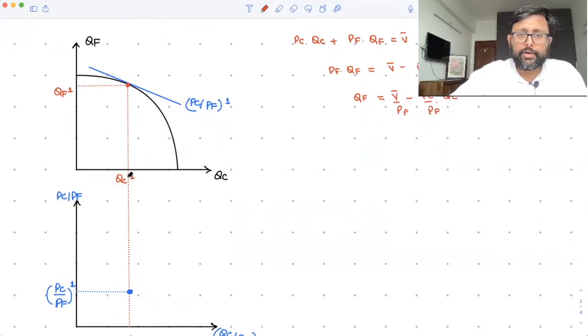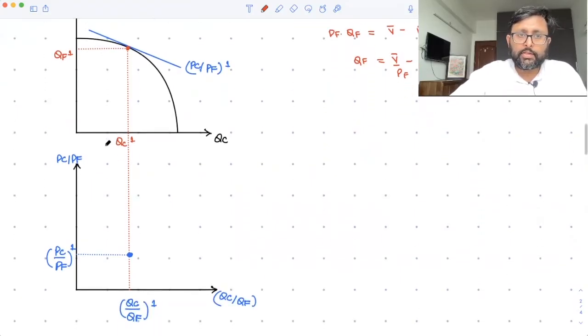And it is producing, at this point, QC1 of clothing and QF1 of cloth. So when the slope PC by PF1 is given, the economy is producing QC1 by QF1. So this is the first point of the relative supply curve.